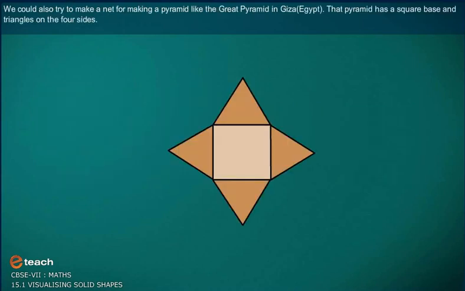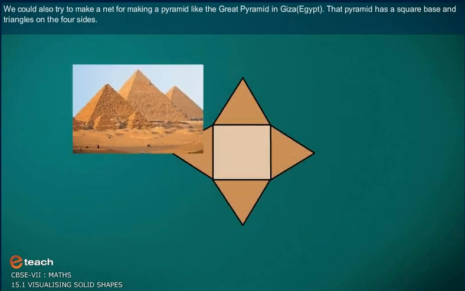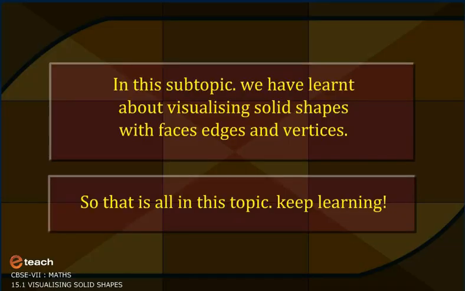We could also try to make a net for making a pyramid like the Great Pyramid in Giza, that is, in Egypt. That pyramid has a square base and triangles on the 4 sides. So that is all in this topic. Keep learning.